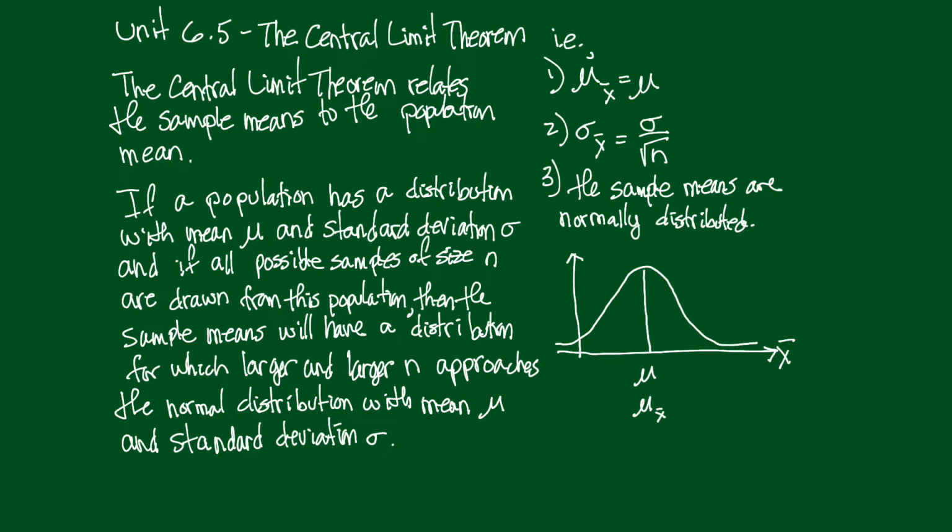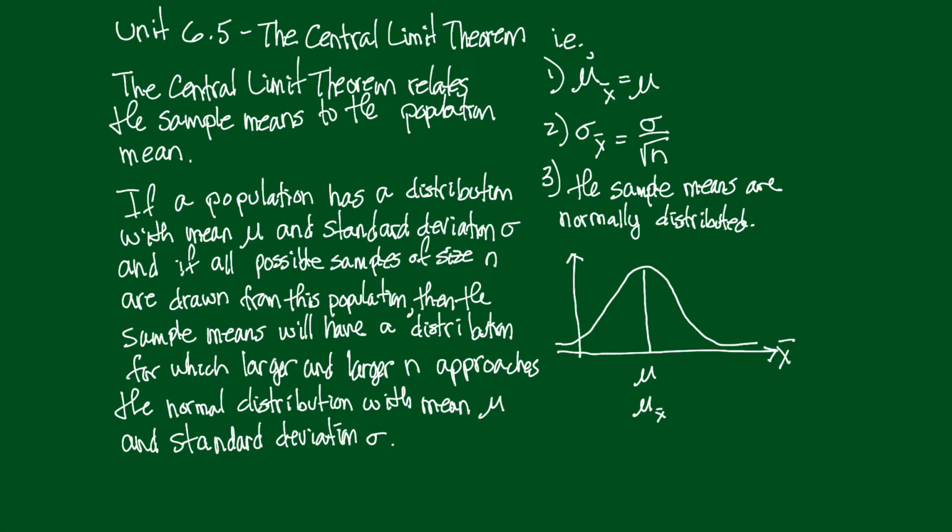Now, if you happen to look at the previous section, 6.4, we talked a little bit about this. Now we're just going to put it into some detail here. So the central limit theorem relates the sample means to the mean of the population. So here's what we do. If a population has a distribution that has mean mu and standard deviation sigma, then you've got a population where the mean is mu, standard deviation sigma.